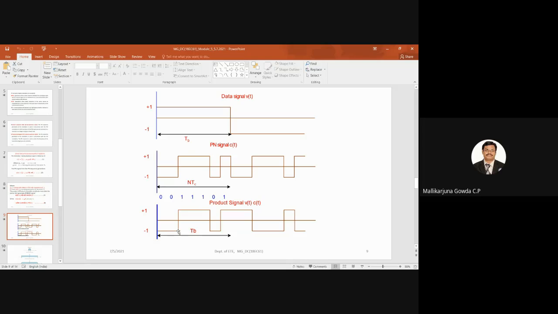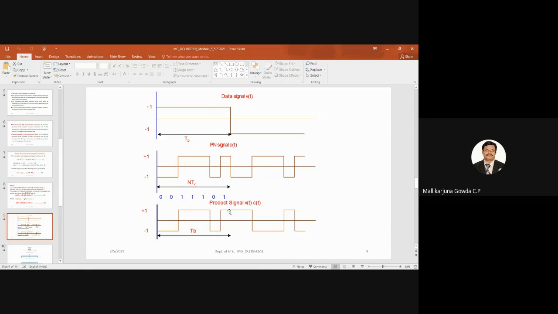Then for the next 3 bits, here it is plus 1, right? The pseudonoise sequence C of t is plus 1, and my information bit is also plus 1 only, right? So that is why I get plus 1 only. Then next is minus 1 there, and here plus 1. So plus 1, minus 1, I will get minus 1. Next, here plus 1 is there and here plus 1 is there, so plus 1 into plus 1 will be plus 1.